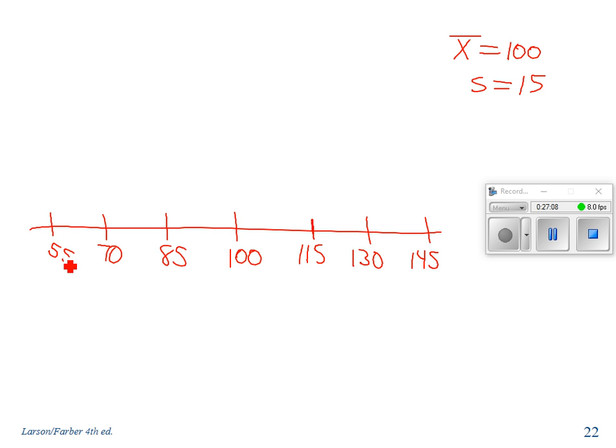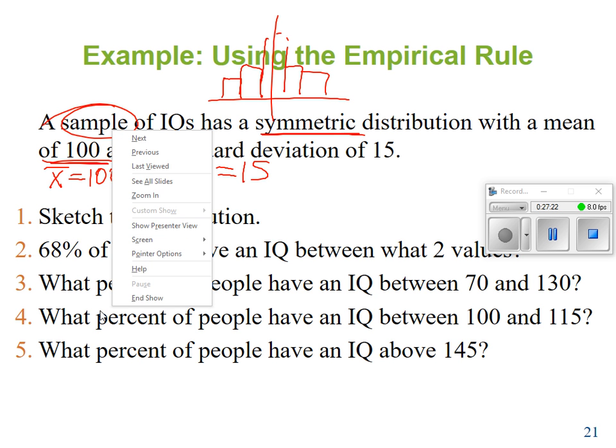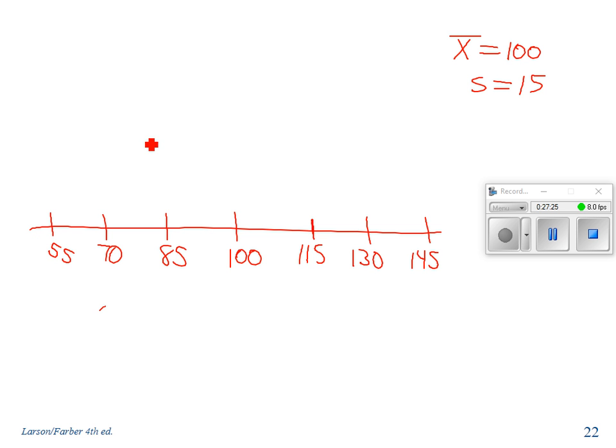Now, they wanted us to sketch this. Let me go back, I didn't read the whole problem. They wanted us to sketch the distribution. 68% of the people have IQ between what two values, and we'll answer all those questions here in a minute. But they want us to sketch it. So our curve's gonna look something like this, and when you draw these curves, your curve doesn't have to be perfect. I'm not going to ask you to draw your curve perfect every time, all right? Does that look fairly close? Yeah.